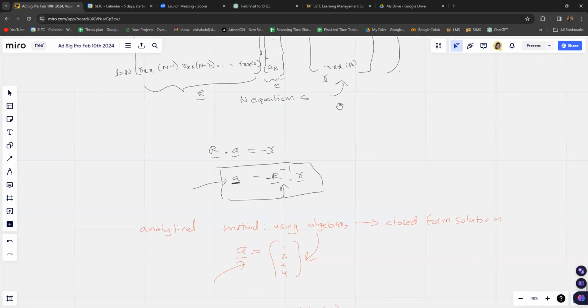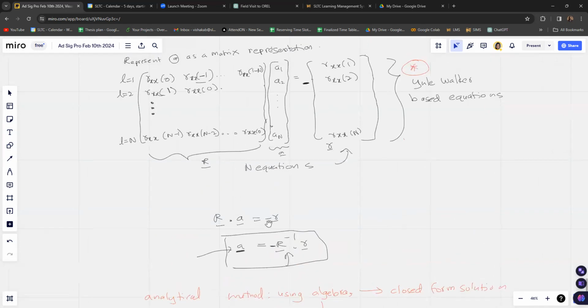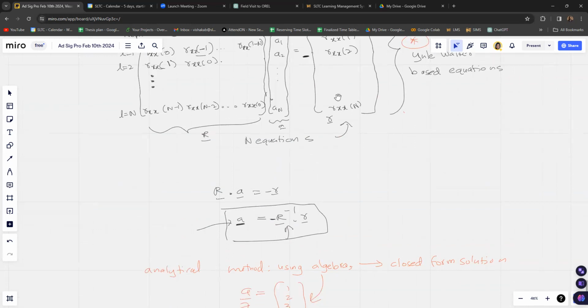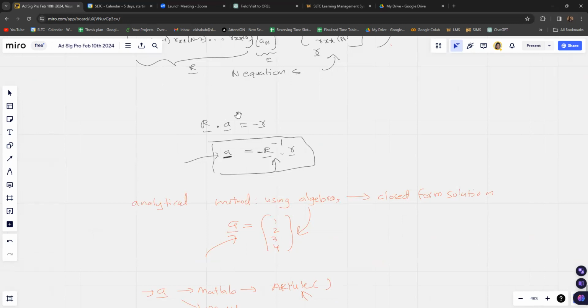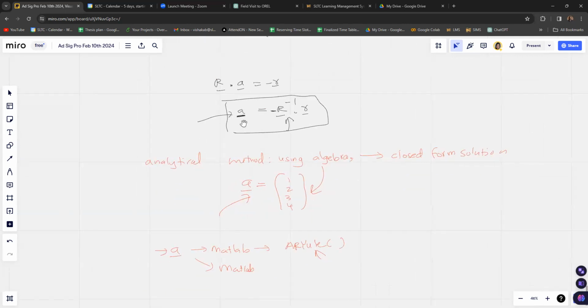So using those unknown variables, we can write this equation where the capital R matrix dot the simple A vector, which is the combination of all the coefficients A1, A2, A3 up to AN, is equal to minus the simple r, which is the vector given here, a combination of the autocorrelation values. So if we want to find the coefficients A, we can find that by taking the inverse of capital R and then taking the dot product with the simple r.